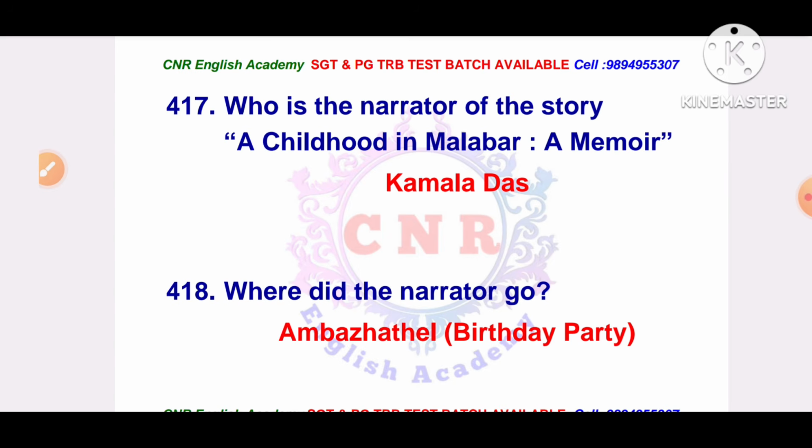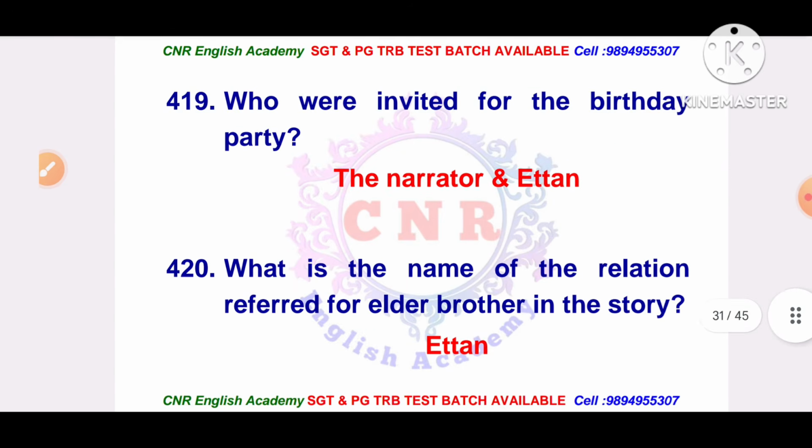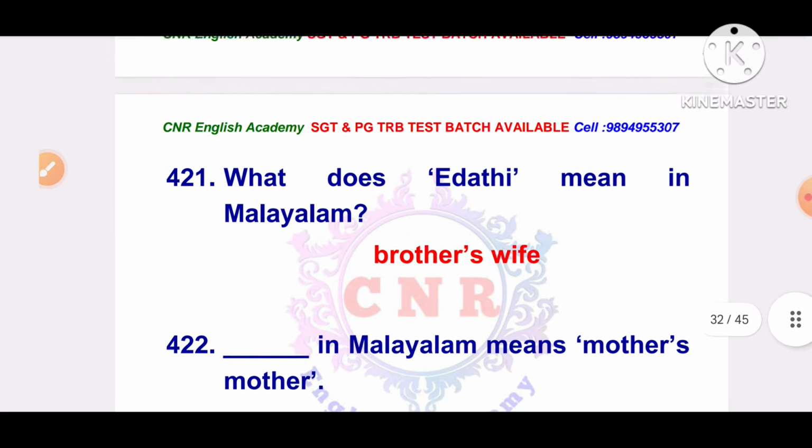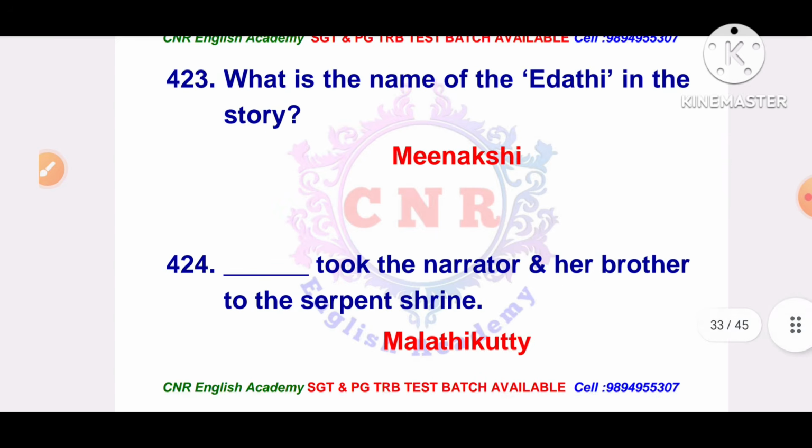Next one. Where did the narrator go? Answer: Ambadathil, to the birthday party. Next one. Who were invited for the birthday party? Answer: the narrator and Aiton. Next one. What is the name of the relation referred for elder brother in the story? Answer: Aiton. What does Edathi mean in Malayalam? Answer: brother's wife. Next one. Dash in Malayalam means mother's mother. Answer: Ammamma.